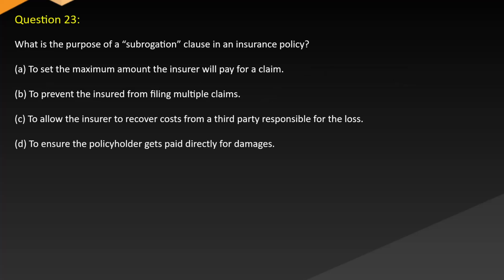Question 23. What is the purpose of a subrogation clause in an insurance policy? A. To set the maximum amount the insurer will pay for a claim. B. To prevent the insured from filing multiple claims. C. To allow the insurer to recover costs from a third party responsible for the loss. D. To ensure the policyholder gets paid directly for damages.